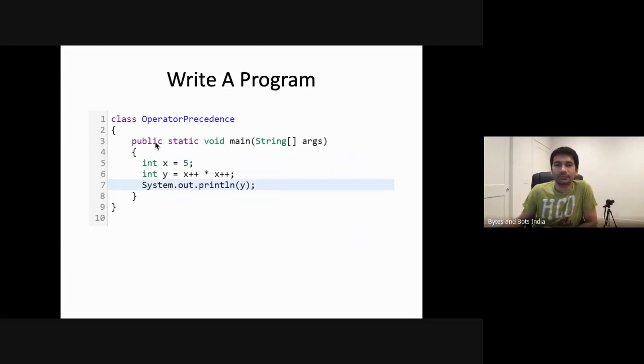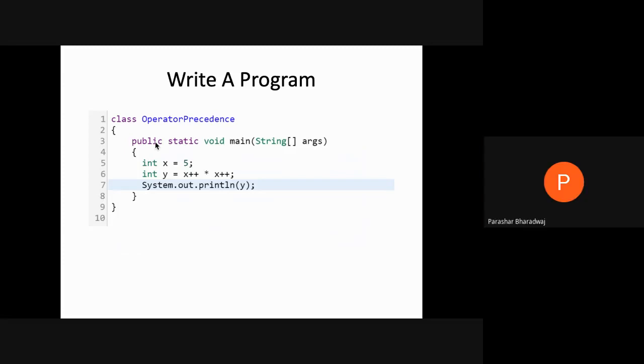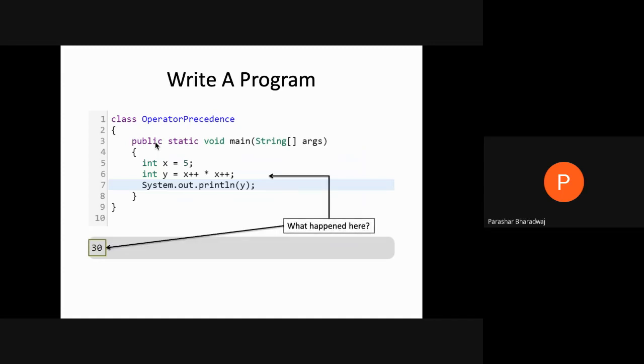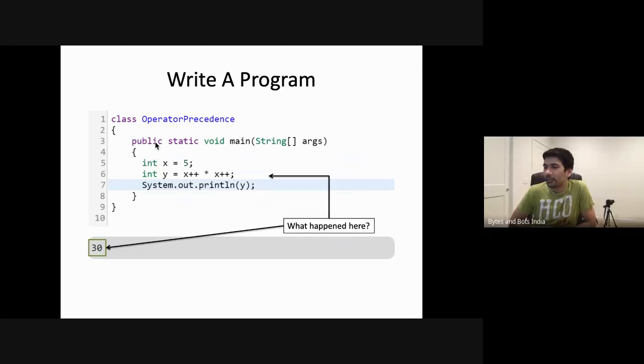Any guesses on why? Is it because first it says x++, so that's still 5, it doesn't change there, and then the next one after that is x++, but that one is already known as 6, so then it's 5 times 6 equals 30? That's actually right.